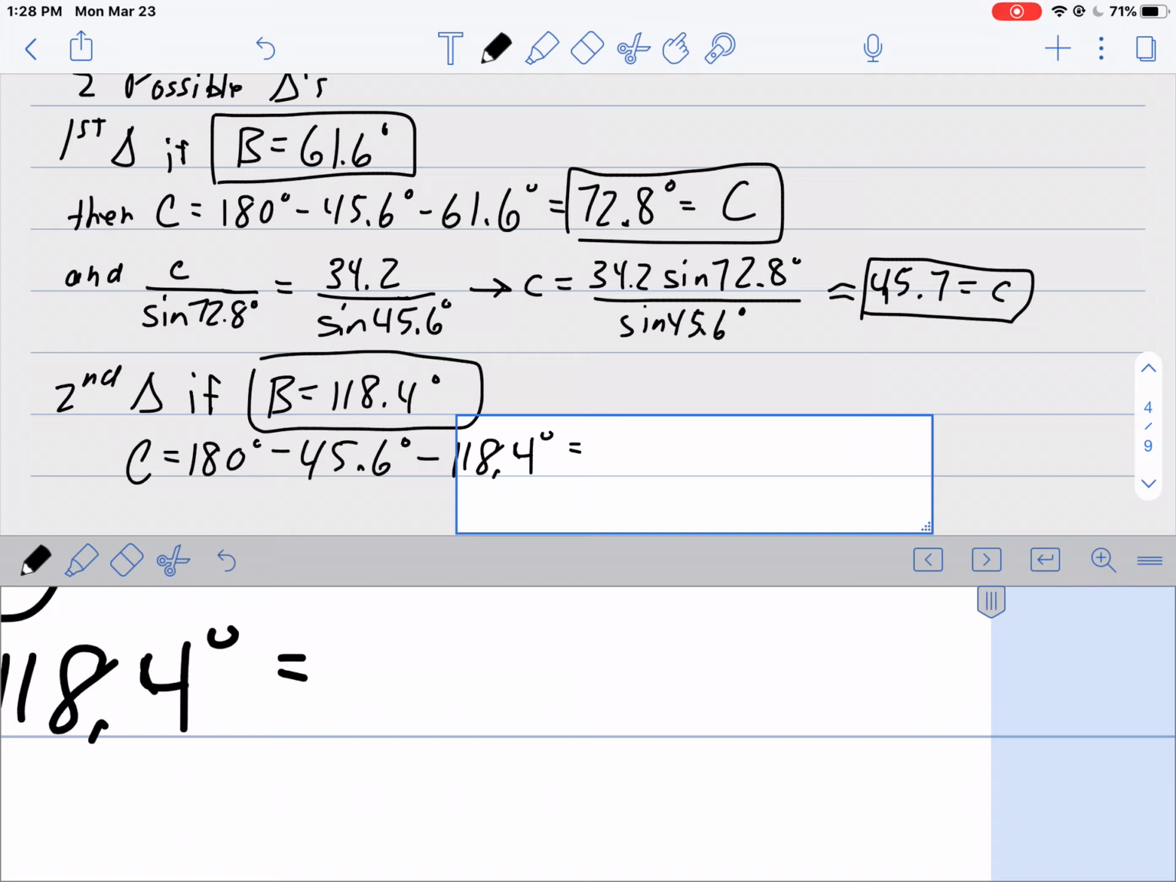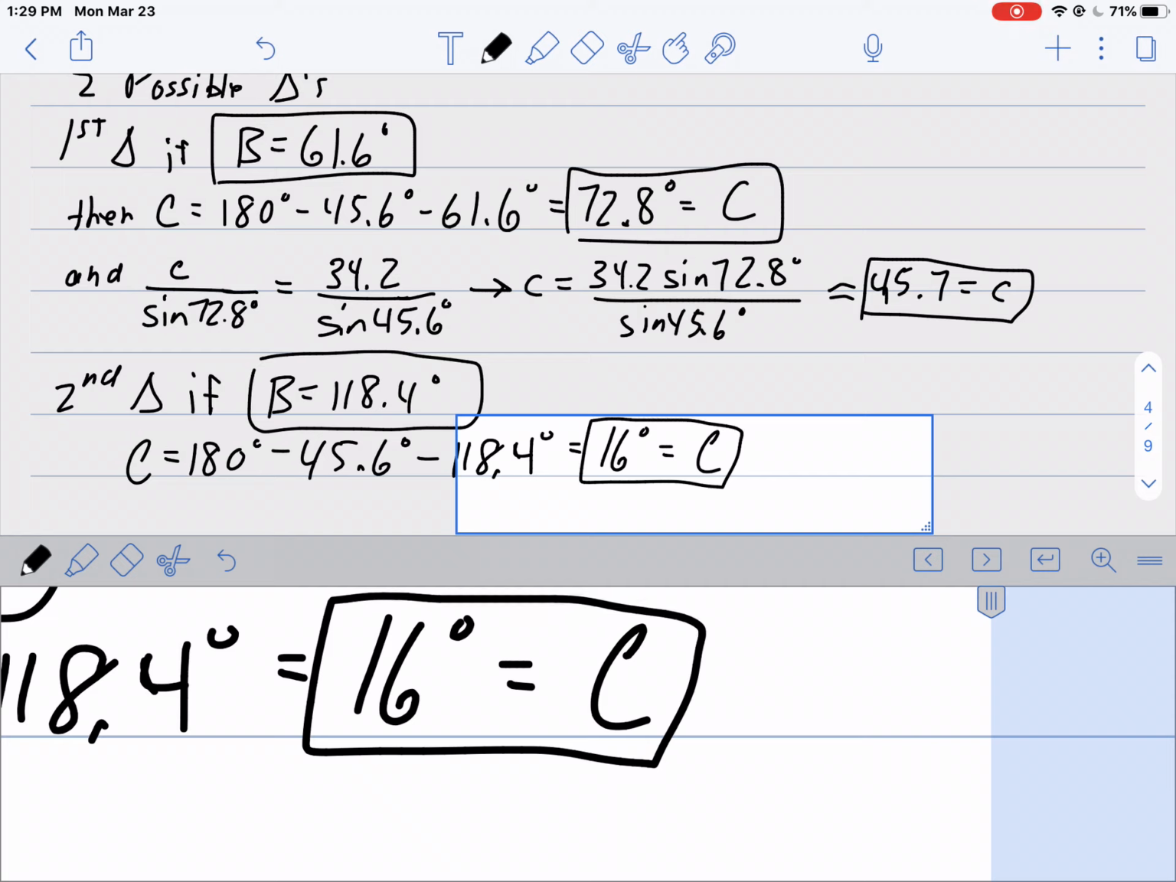So notice I can subtract this out, and I'm left with 16 degrees. So there's room enough for angle C in my triangle. If I subtracted those from 180 and got a negative number, if I can't take away more than what I have, then that would tell me that I would not have enough room for that third angle, right? So there would be no angle C, so there would be no second possible triangle.